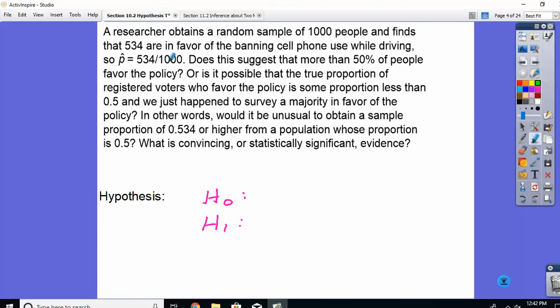We have to figure out what the overarching question is. I'm trying to decide, does this mean that more than 50% of people favor the policy? So what is my parameter? Is it mu, sigma, p, what? P. I'm talking about proportion. So our null is always this parameter equals something. So what would I start out saying? P is 0.5. The alternative, I'm trying to decide if P is greater than 0.5.